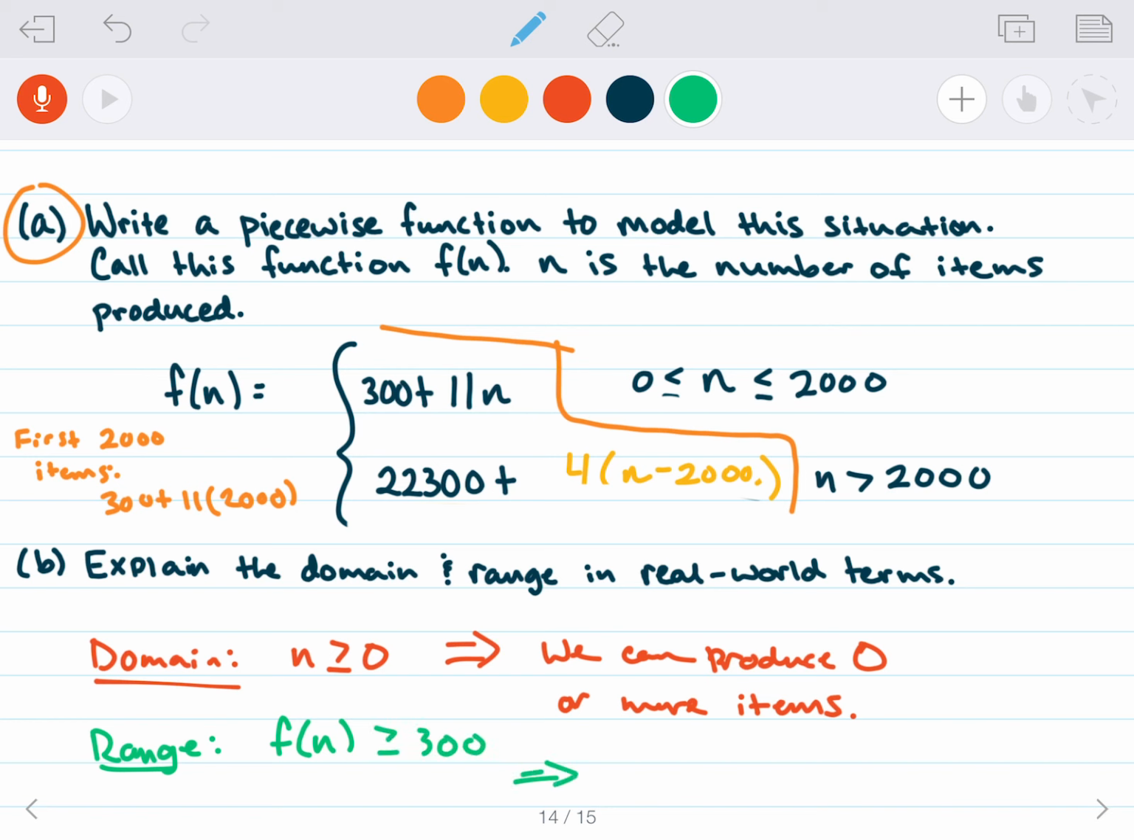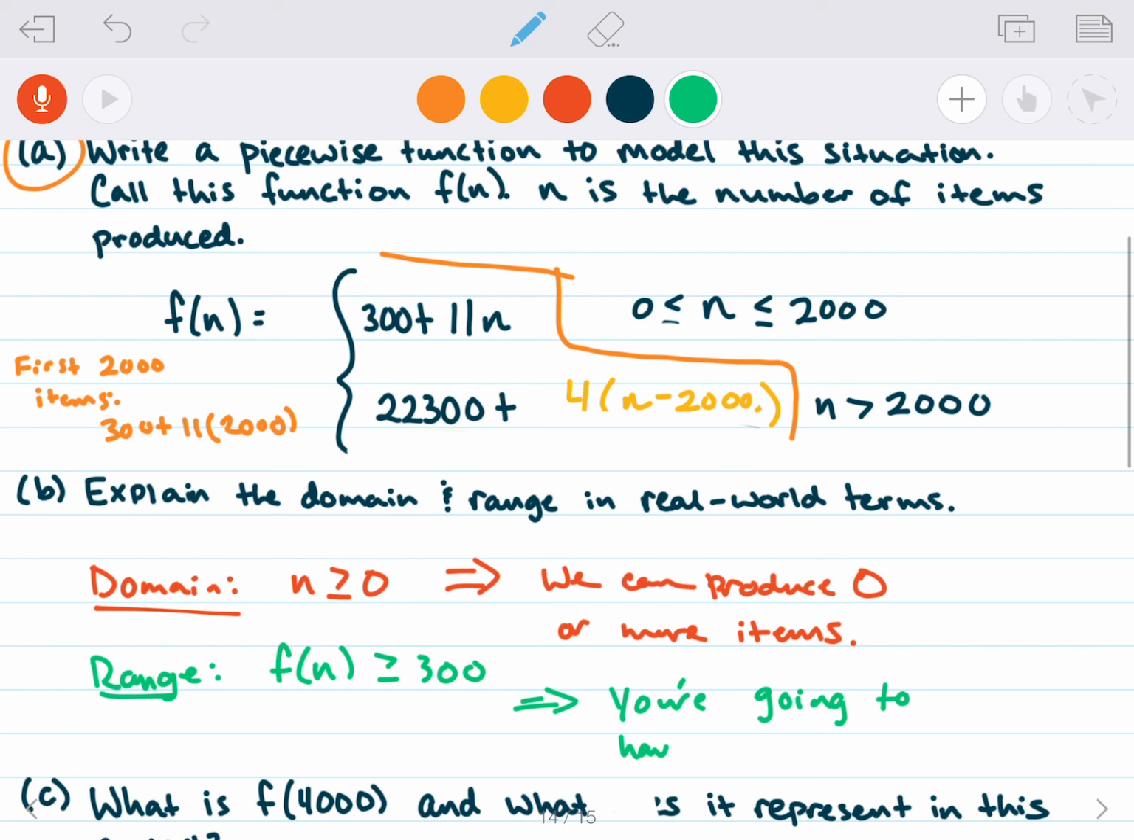And what does this mean in our context? Well, remember that f of n is the cost, okay? And so what this means is that even if you don't produce any items, you're still going to have to pay that fixed cost of $300. Okay, so even if you don't produce any items, you still have to pay $300.